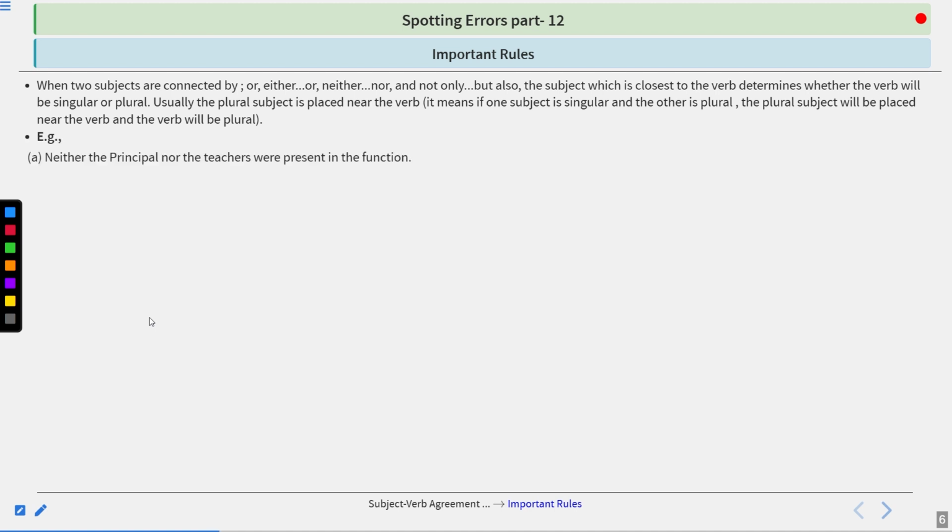Example, neither the principal nor the teachers were present in the function. So here we can see the verb were, and the noun preceding were is teachers, and teachers is a plural noun. Before teachers, we can see that another noun is there, principal. So these two nouns are connected with the help of neither nor. But the nearest subject to the verb is teachers. So according to teachers, as teachers is a plural noun, we will use a plural verb, were. So what is the plural form of was in past?